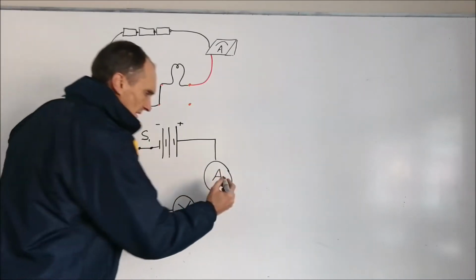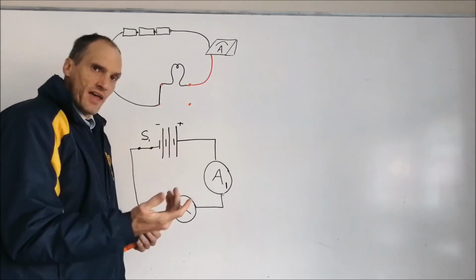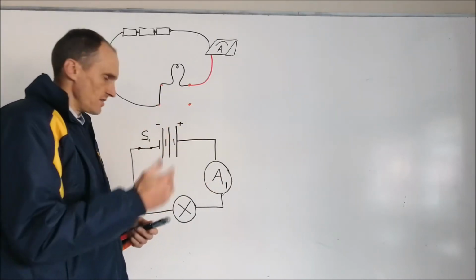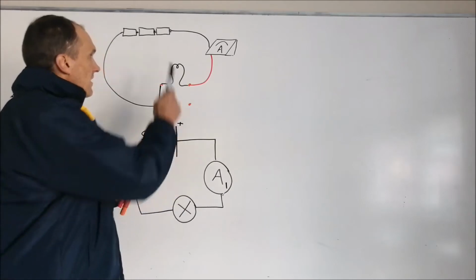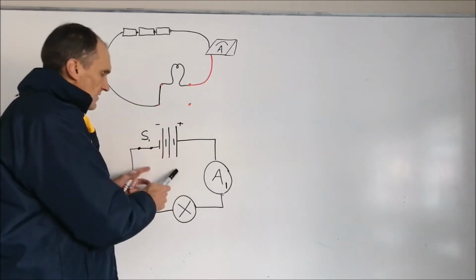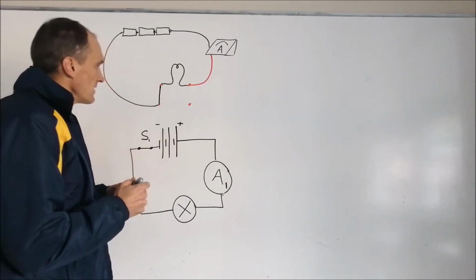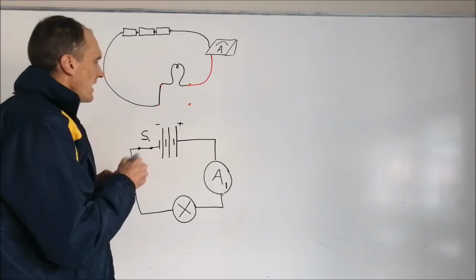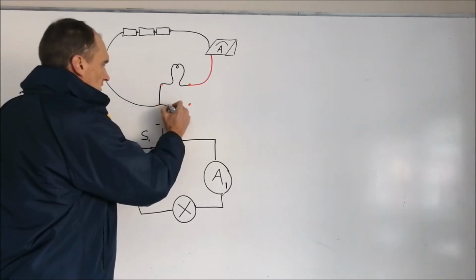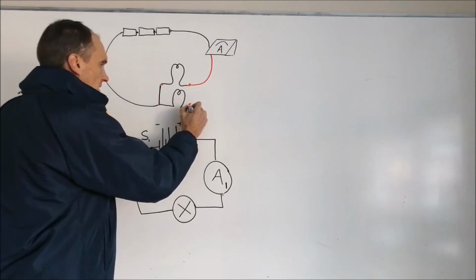And the same with ammeter. We can call that A1. Okay, and then if we have other ammeters, we have A2, A3, and so on. Right? So there's our simple series circuit that you saw in the video, and this is how we represent it diagrammatically.